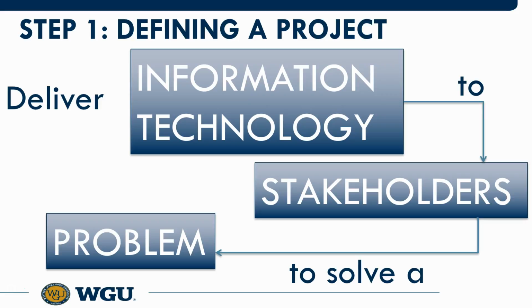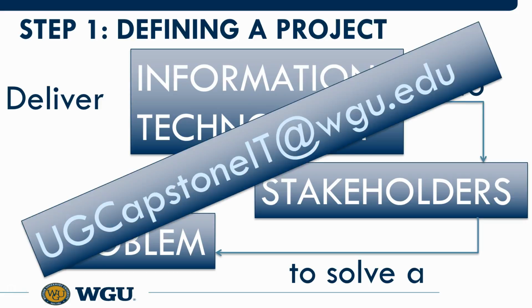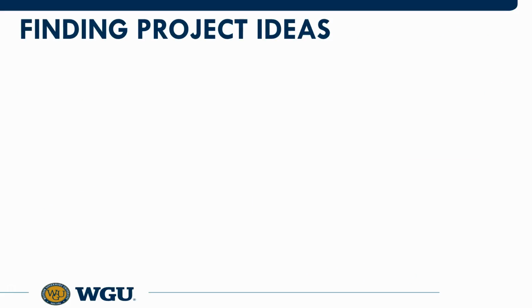When you are ready to submit your idea for approval, check the course of study for the proper form on which to do that. Send it to the UG Capstone IT email box so we can either approve it or ask for more information. Let's see where project ideas can come from. Here are some suggestions on where to find projects.